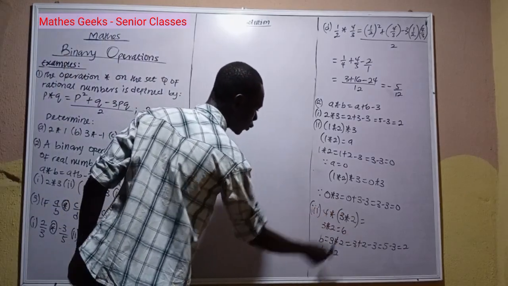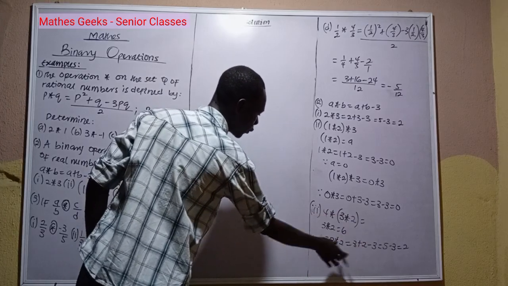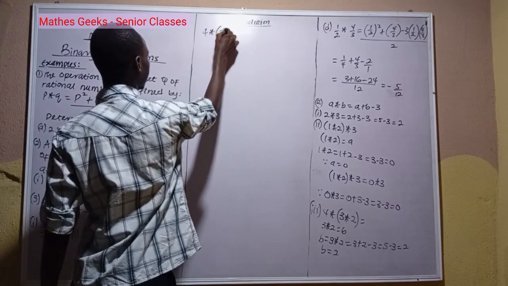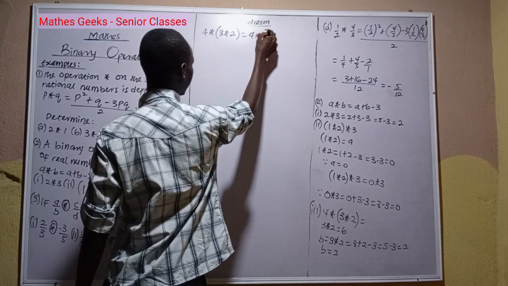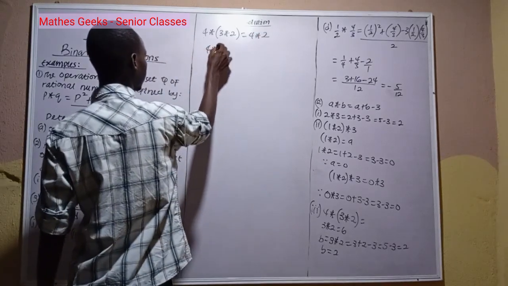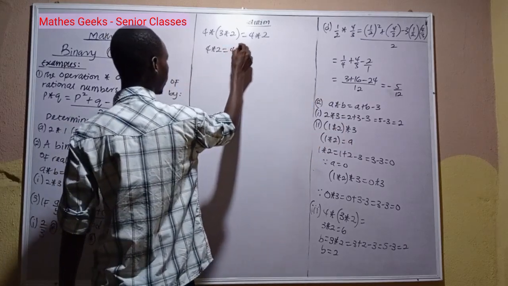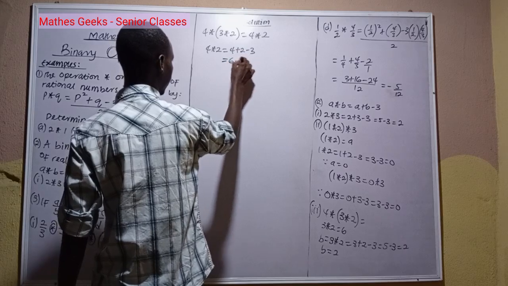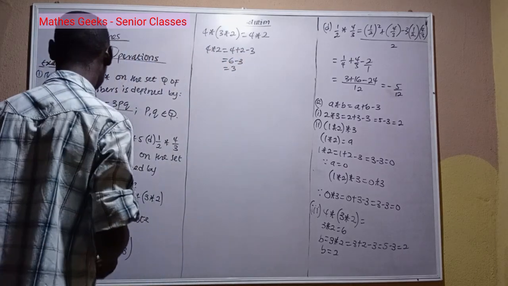So 4 star 3 star 2 will reduce. Here 3 star 2 is B, so 3 star 2 is 2. Therefore 4 star 3 star 2 is now equal to 4 star 2. So 4 star 2 is equal to, using the general formula, 4 plus 2 minus 3. 4 plus 2 is 6, minus 3, and this is equal to 3.